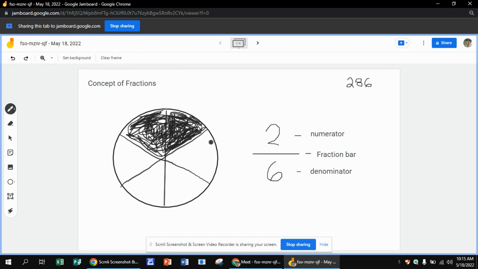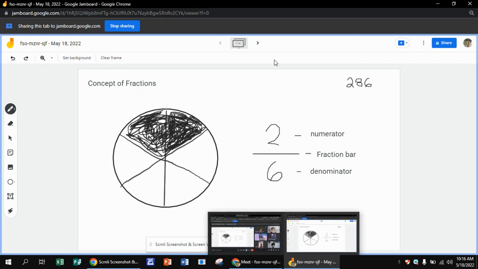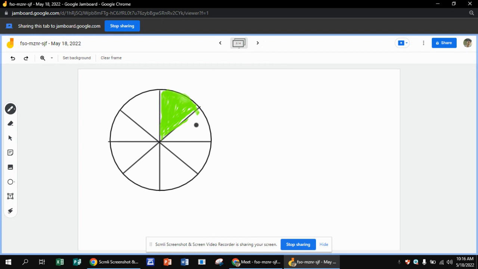Paano siya naging 2 over 6? In this pizza, we have 2 shaded regions, and we put it as the numerator. In total, we have 6 parts dito sa pizza, so kaya nagkaroon tayo ng 2 over 6. Now let's do a fraction bar. In the numerator, what number can we put?